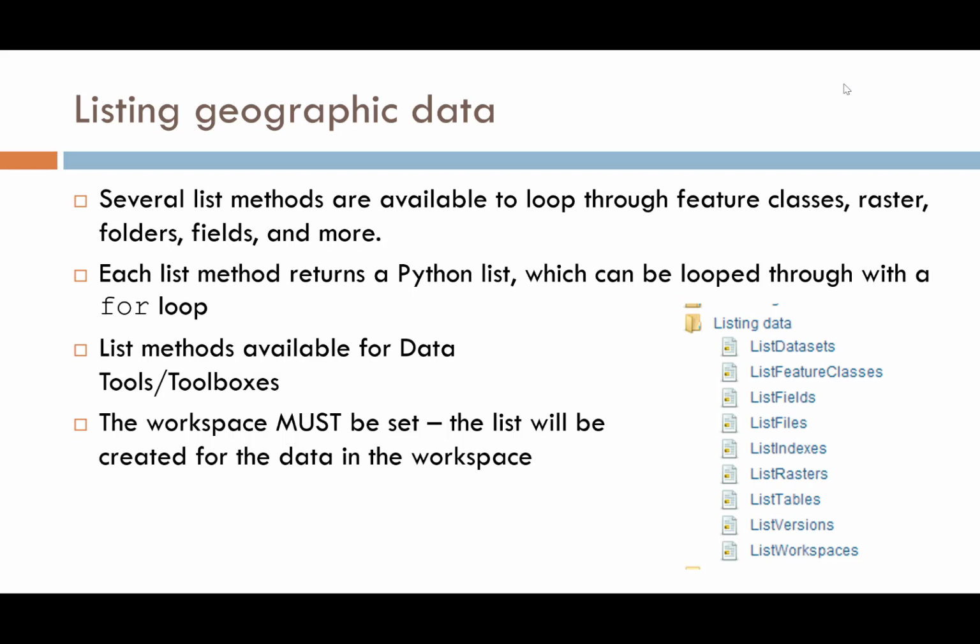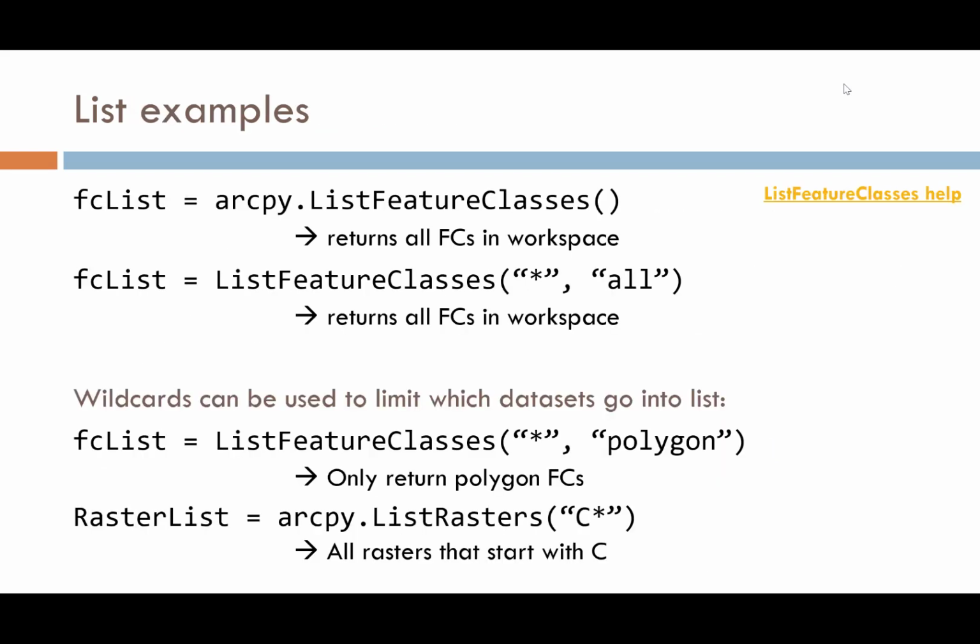A couple of caveats to this. For the most part, most of these list methods require that you have a workspace set. So it'll ask you for some parameters, but like for list feature classes, the location that you want to list is not actually in the syntax of the list method. That has to be defined up above. So here are a couple of examples, and we'll look at the help in just a second.